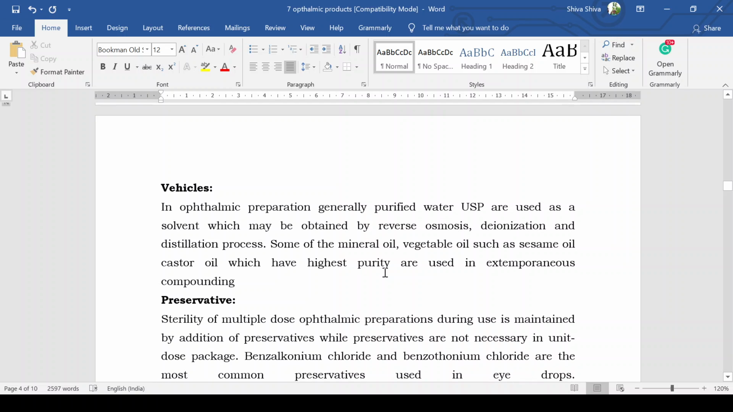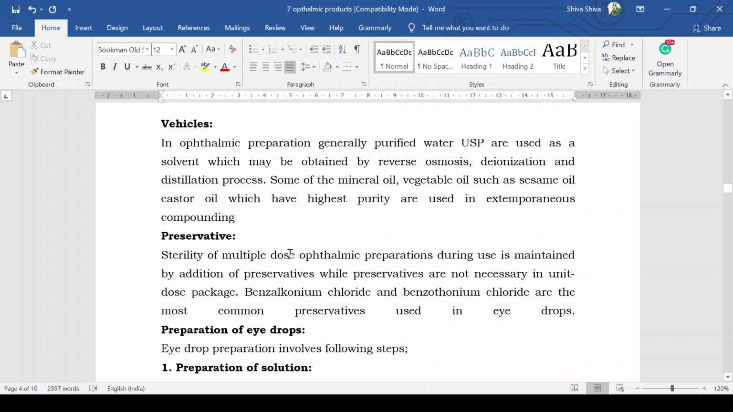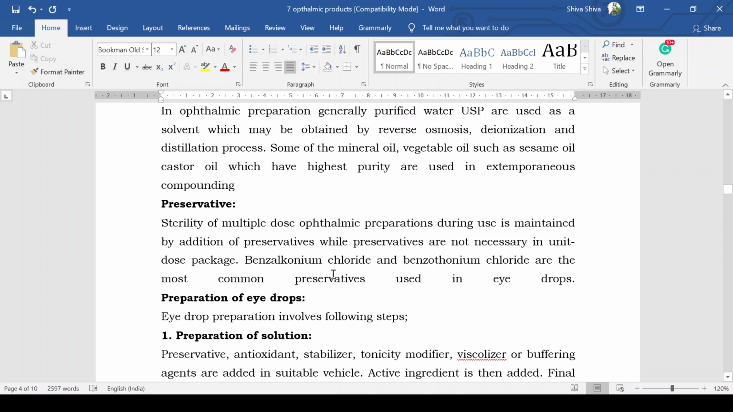Then vehicles. In ophthalmic preparation, generally purified water USP is used as a solvent, which may be obtained by reverse osmosis, deionization and distillation processes. Some mineral oil and vegetable oils such as sesame oil and castor oil, which have the highest purity, are used in extemporaneous compounding. Then preservatives. Preservatives are generally added to stop microbial growth. The general preservative which is used most of the time in ophthalmic preparation is benzalkonium chloride or benzethonium chloride.